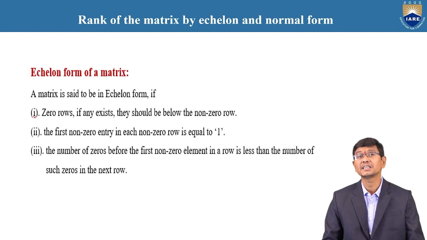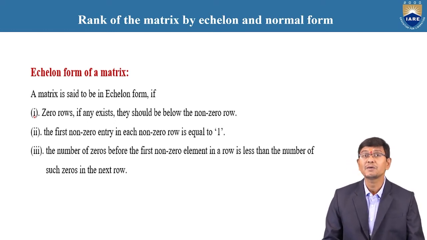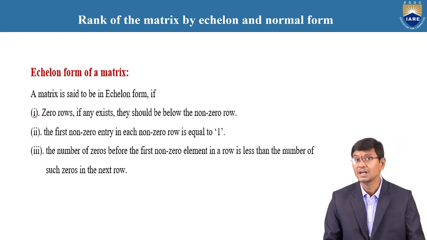Next, we'll discuss the echelon form of a matrix. The purpose of the echelon form of a matrix is finding the rank of a matrix. With the help of the echelon form, we need to find the rank of a matrix. It is very important to understand.